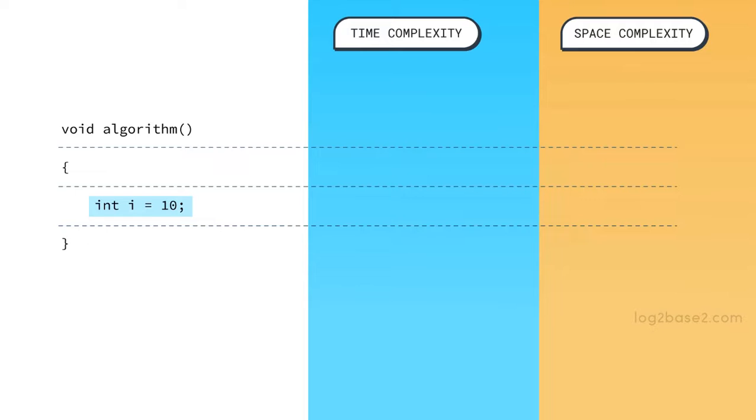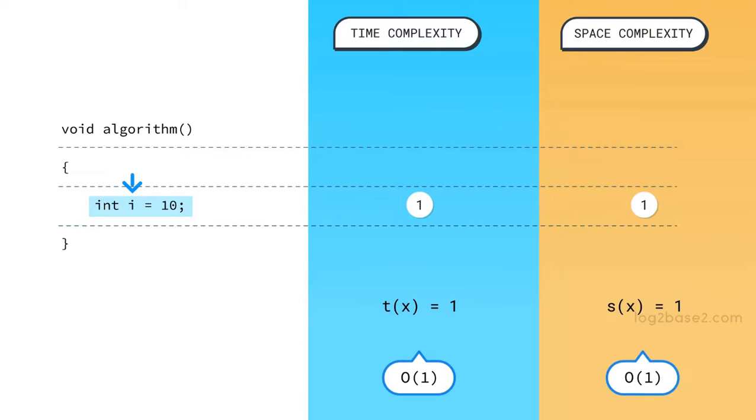And as per our assumption, it takes 1 unit of time. So the time complexity T of x is equal to 1, or we can say it takes a constant time. So the time complexity of this algorithm is order of 1. And here we have just one variable, and let us say it takes 1 unit of memory also. So S of x is equal to 1. So the space complexity is also order of 1.